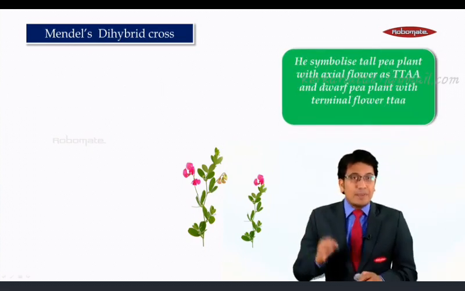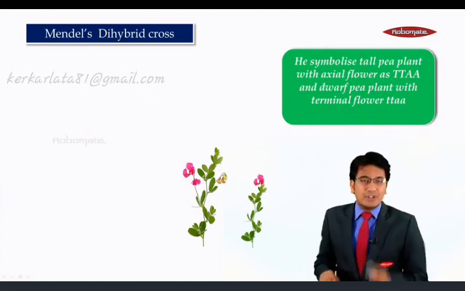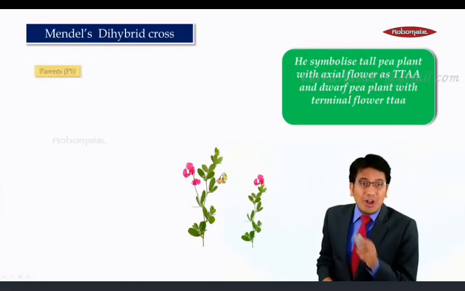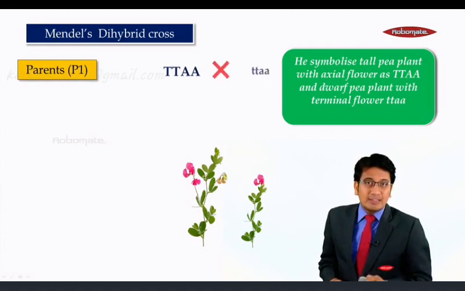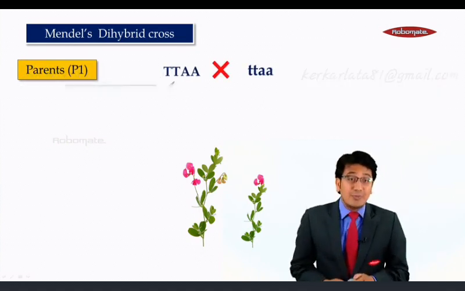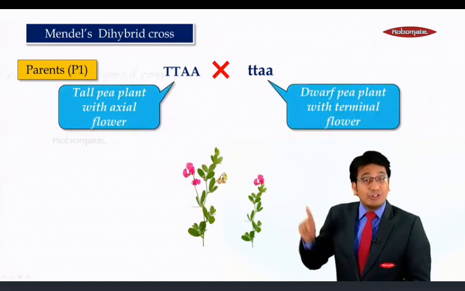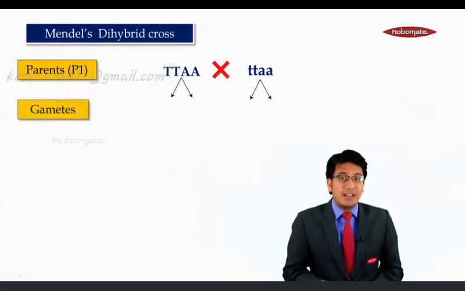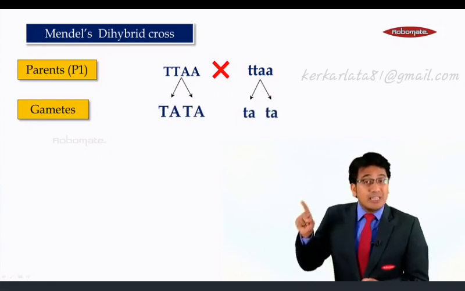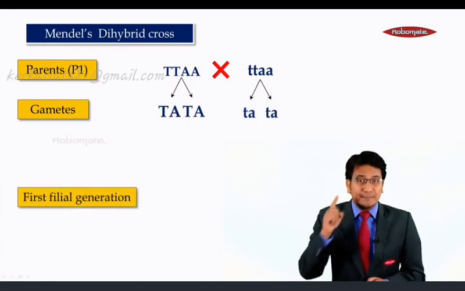He symbolizes the tall pea plant with axial flower as capital T, capital T, capital A, capital A, and the dwarf pea plant with terminal flower as small t, small t, small a, small a. So he took the parents as capital T, capital T, capital A, capital A and small t, small t, small a, small a. One was a tall pea plant with axial flower and the other was a dwarf pea plant with terminal flower. And then he crossed them. And he first made the gametes. The gametes were capital T, capital A, capital T, capital A, small t, small a, small t, small a.